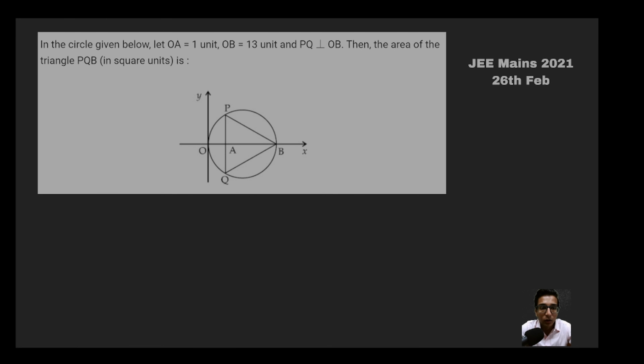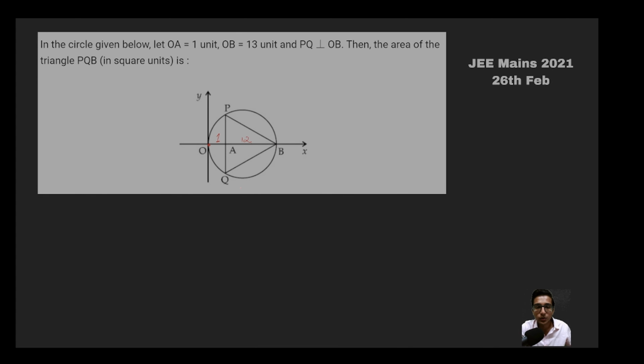In the circle given below, let OA is equal to 1 unit, OB is equal to 13 units, and PQ is perpendicular to OB. Then the area of triangle PQB is. So basically we have to find out the area of this triangle here. So let us first look at the scenario and the information that has been provided to us in the question. They have told us that OA is 1 unit. That means this here is 1. And OB is 13. That means if OB is 13, we can say that AB would be 12.